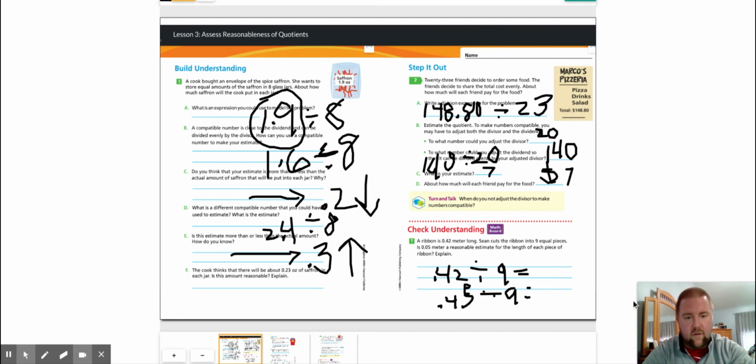So 9 can go into 45 5 times, and there's 2 numbers behind the decimal, so let's make sure there's 2 numbers behind the decimal here. So we get 5 hundredths. So is his estimate a reasonable estimate? Yes, it absolutely is a reasonable estimate because 42 hundredths is close to 45 hundredths, and 45 hundredths divided by 9 is going to give you 5 hundredths there.